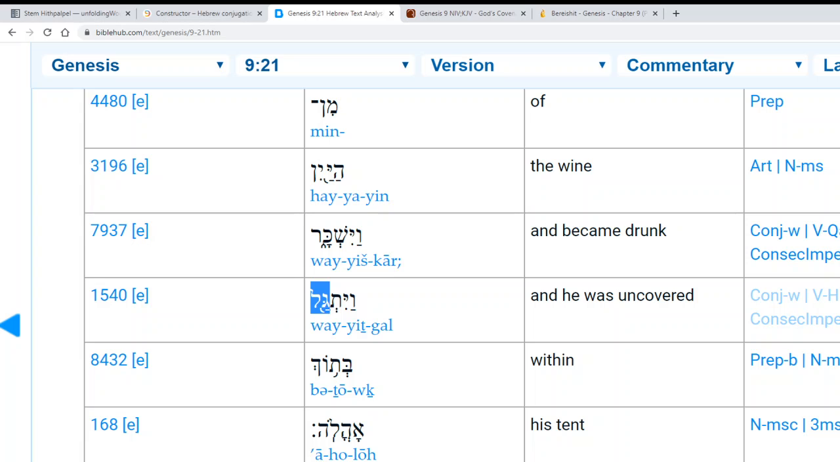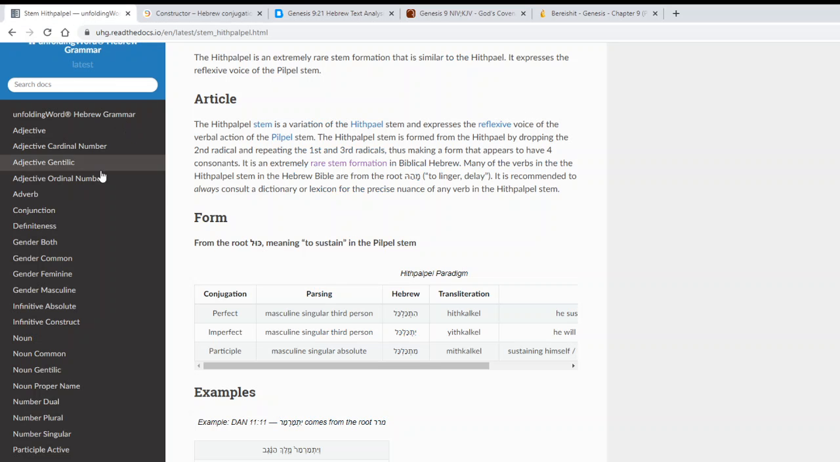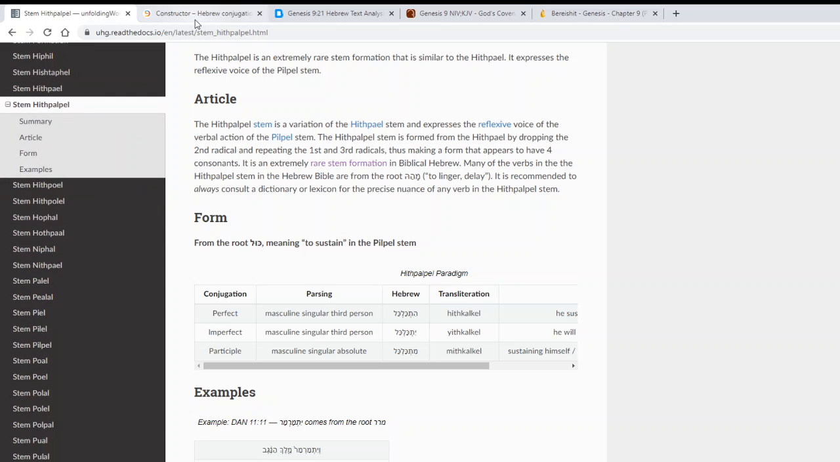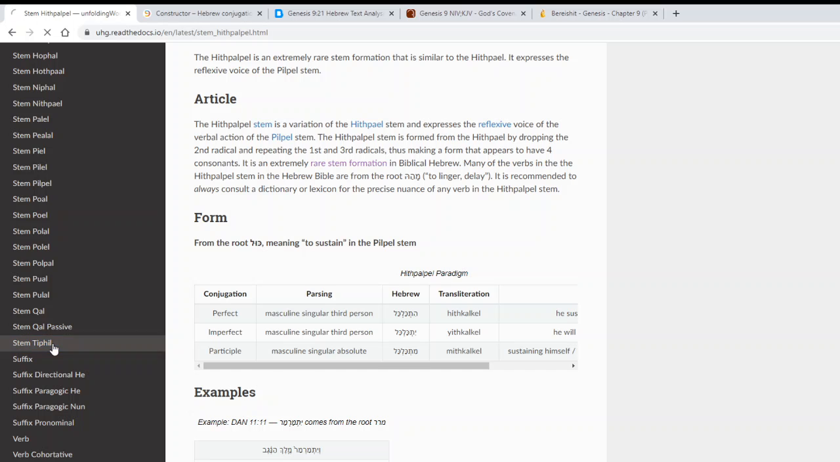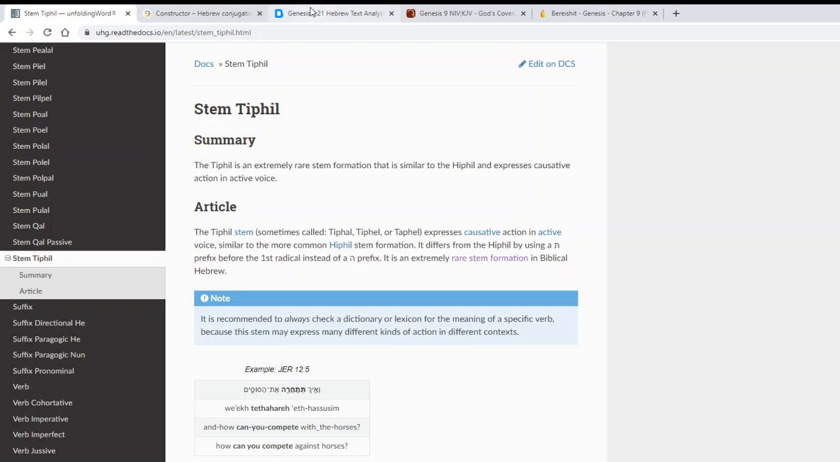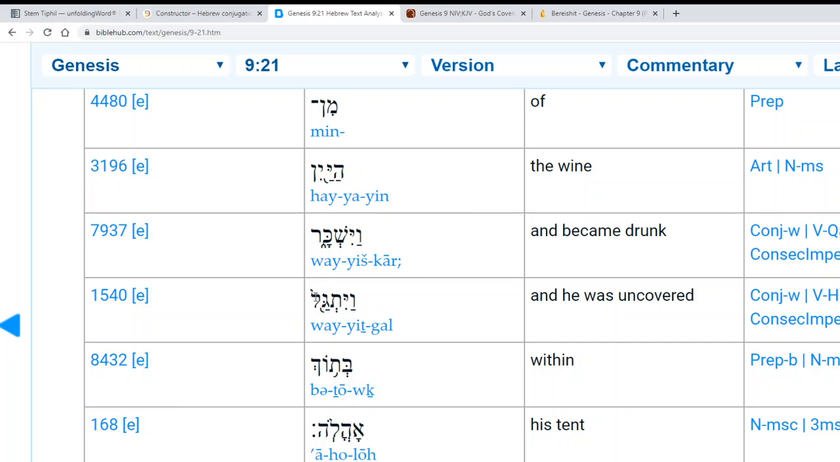We discussed the uncommon constructions. Let's see, do they have a hitpalel? No. So this may be a rare stem. Oh, sorry. Yitkal betoch.